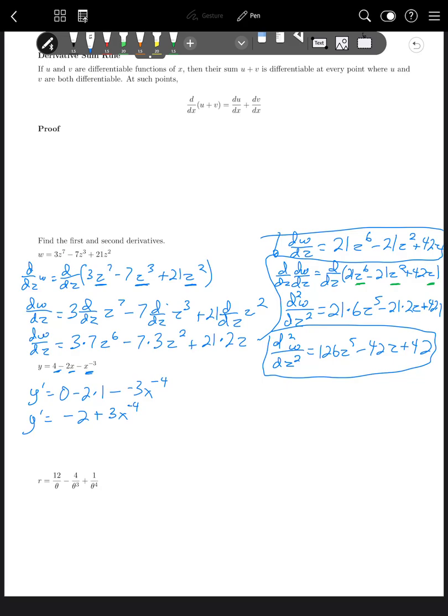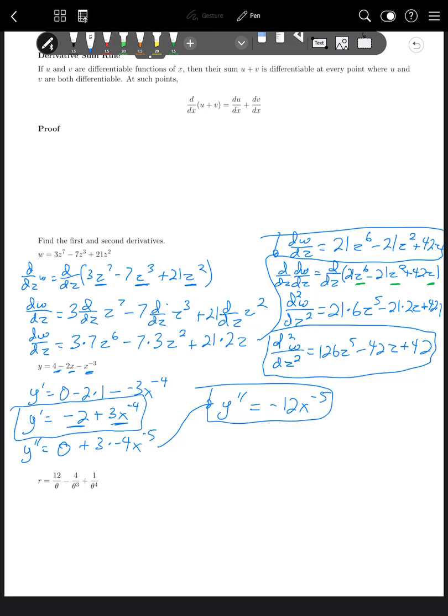And then we could do the second derivative doing the same idea, right? Find the derivative of each term, ignoring the constant unless it doesn't have a variable. So y double prime, the derivative of a constant negative 2 is 0, plus 3 times the derivative of x to the negative fourth, which is negative 4 times x to the negative fifth. So y double prime equals negative 12x to the negative fifth. Okay, and so that's the idea.